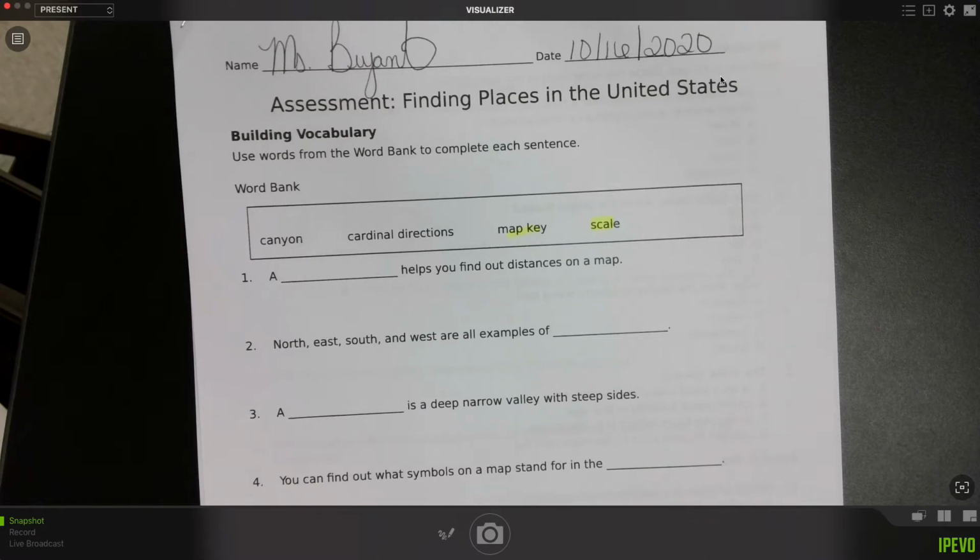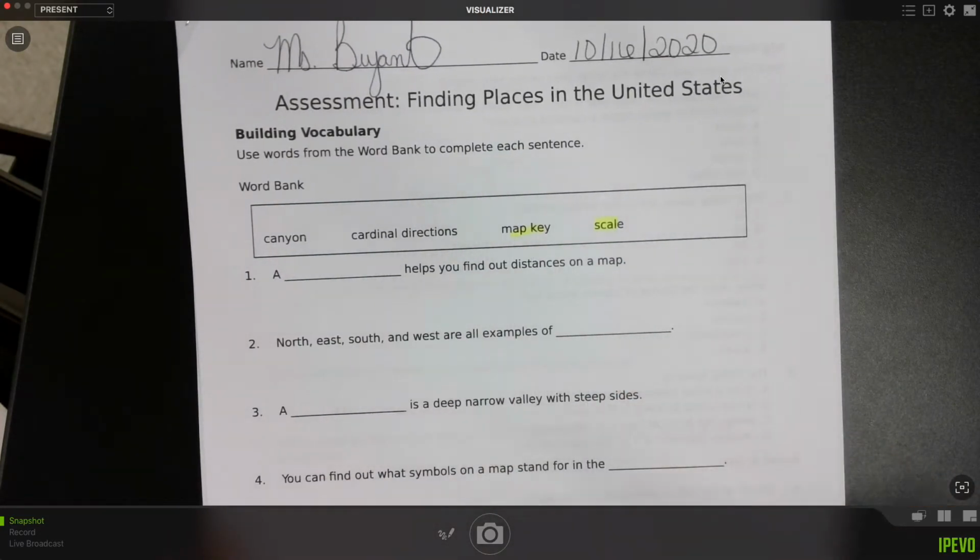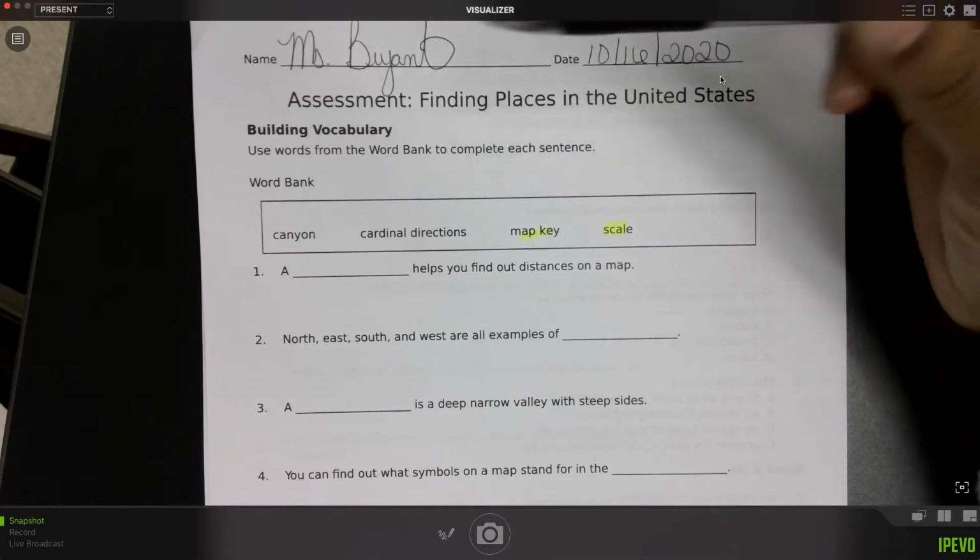At the top, it says assessment. Finding places in the United States. Building vocabulary. Use words from the word bank to complete each sentence. Oops, sorry guys. This is the word bank, okay? So I'll do a couple with you guys. I'll read all of them.